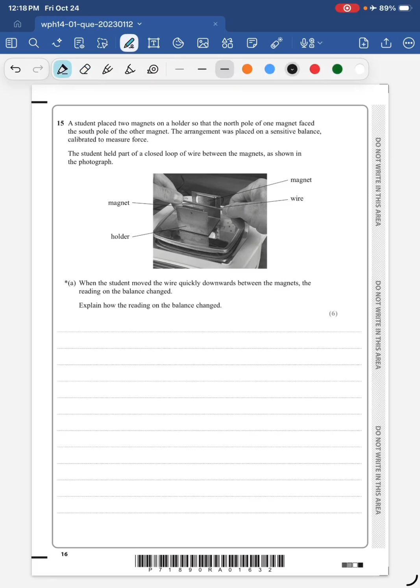So let's start writing down some thoughts. So the magnetic field B between the magnets is constant.